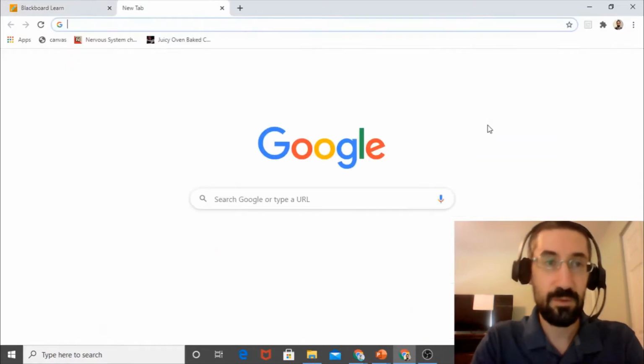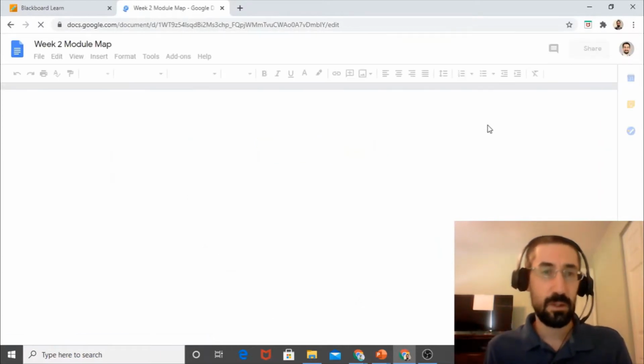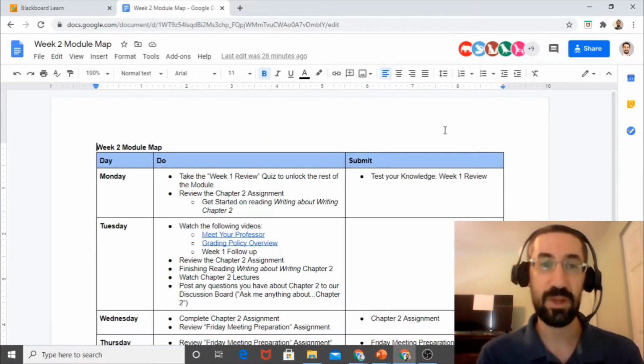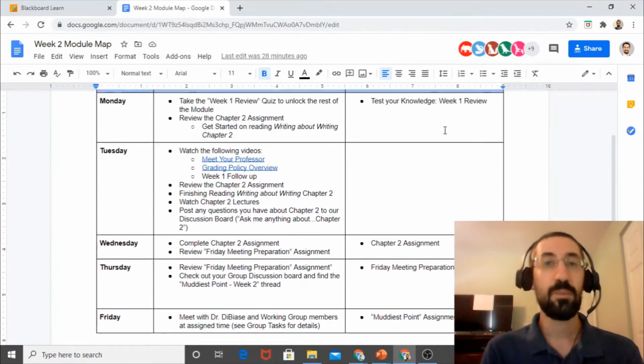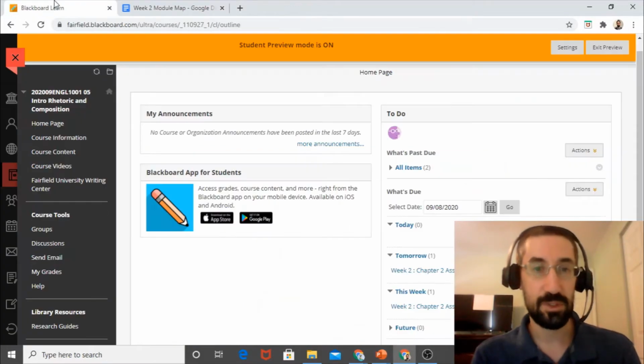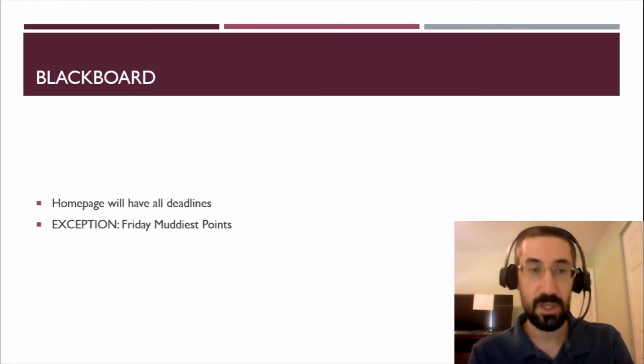Now, of course, the module map that will be in every weekly module gives you a breakdown of what's going on, but it's nice to see the Blackboard deadlines. There is one big exception though. The first one was the fact that if you hadn't taken the quiz yet, you can't see all of the deadlines. But the other is the weekly muddiest point posts.